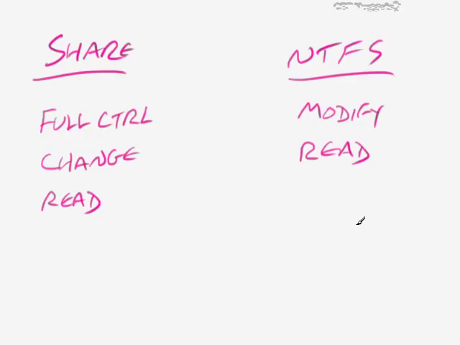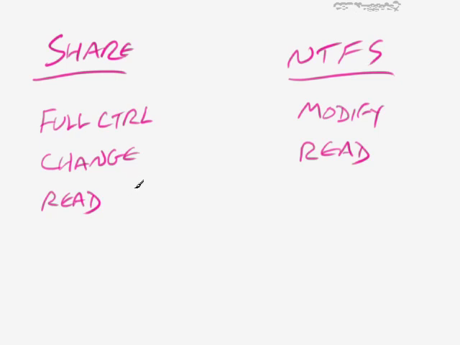Now, this can get more complicated when you take a look at cumulative share and NTFS permissions, as well as if you combine the two. So let's take a look at that. For example, maybe my user account is a member of 3 separate groups. One of the groups that my account is a member of has full control. The second group has change permission. The third group has read permission. What's the cumulative effect of my capabilities on this share since I'm a member of all 3 of the groups here?